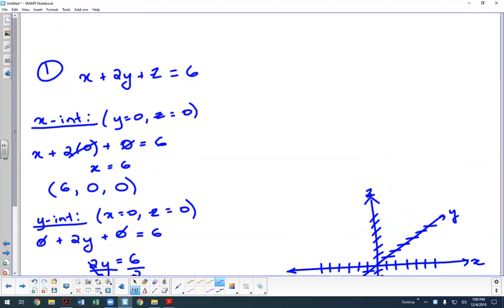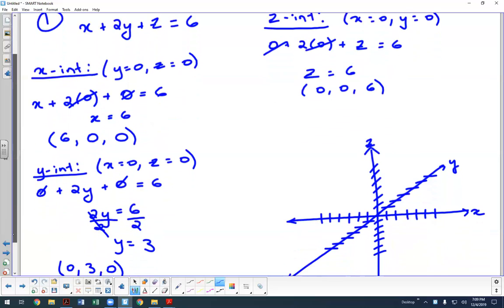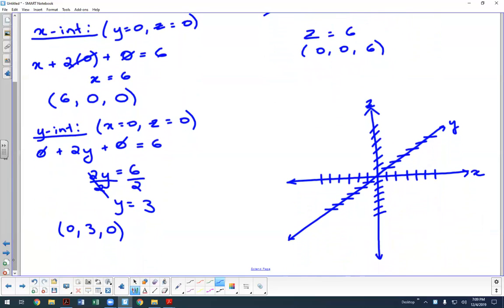The last one we need to find is the Z-intercept, which means our X and Y values will be 0. So that ordered triple will be 0, 0, 6. Okay. Once we have all of those values, let's see how we can graph this now.